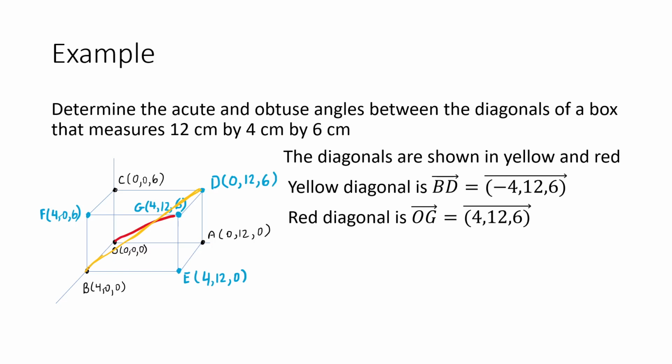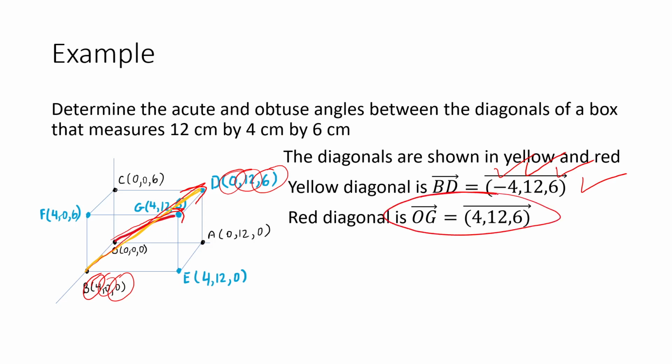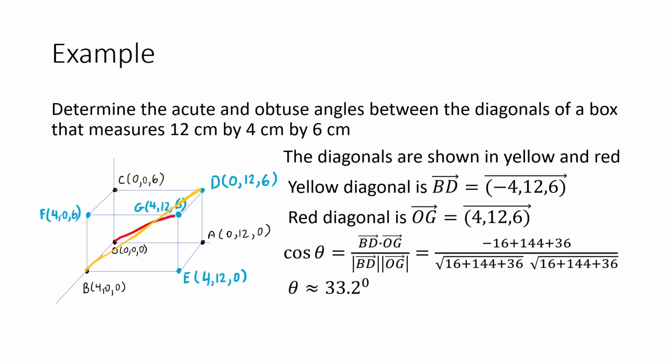So going from B to D, the vector BD, we would say 0 minus 4 is negative 4, 12 minus 0 is 12, and 6 minus 0 is 6. And similarly, going from O to G would be going from 0, 0, 0 to 4, 12, 6, and that would be the vector 4, 12, 6. And determining the angle in between those vectors would be using the dot product method.